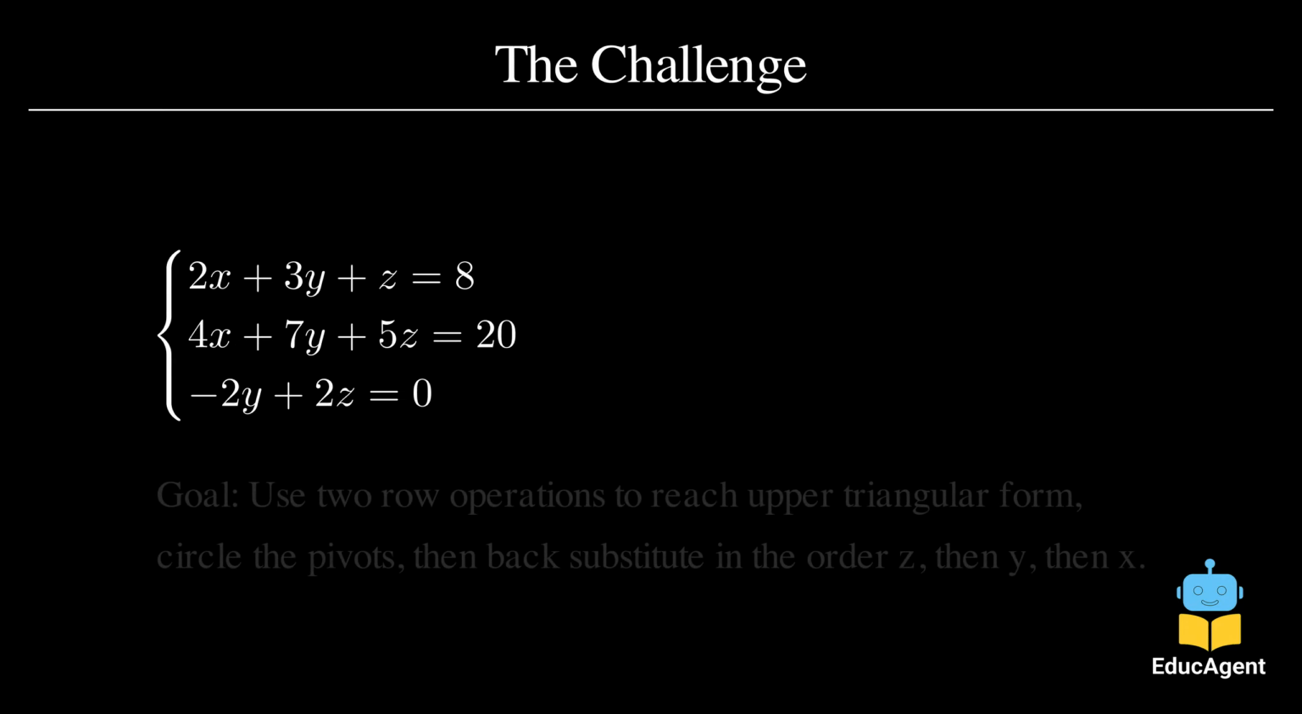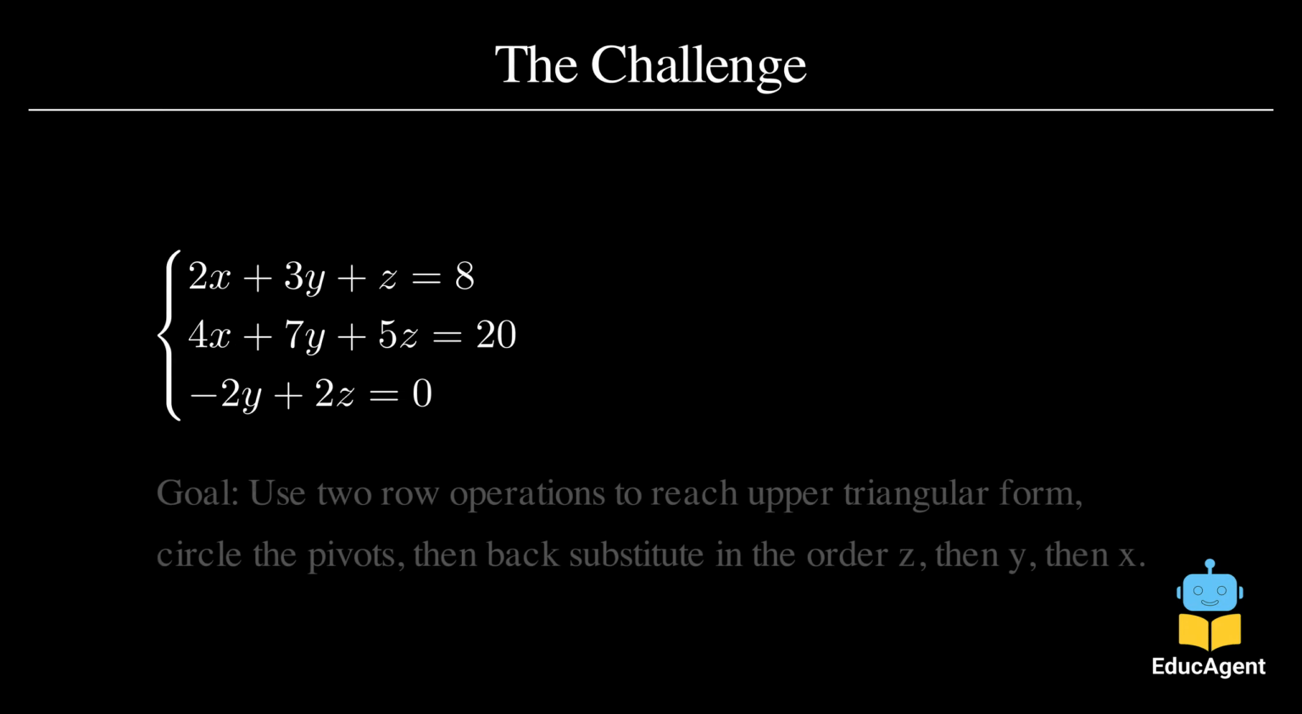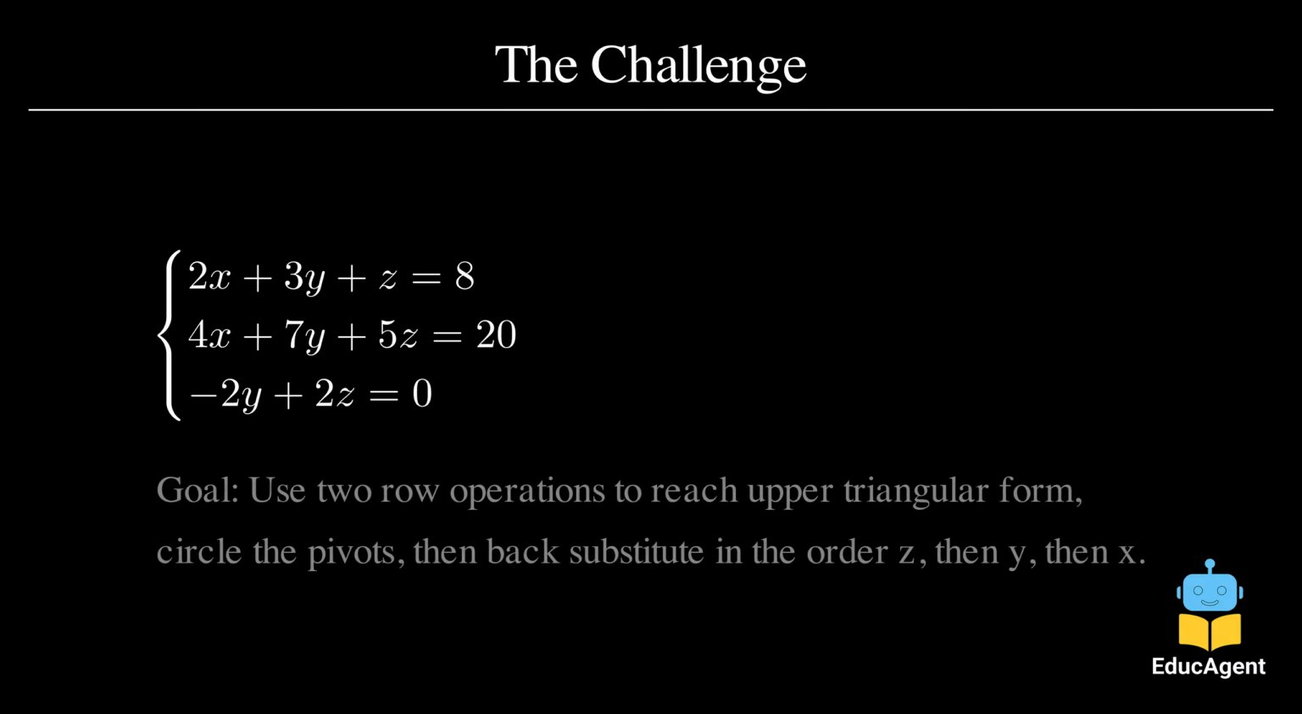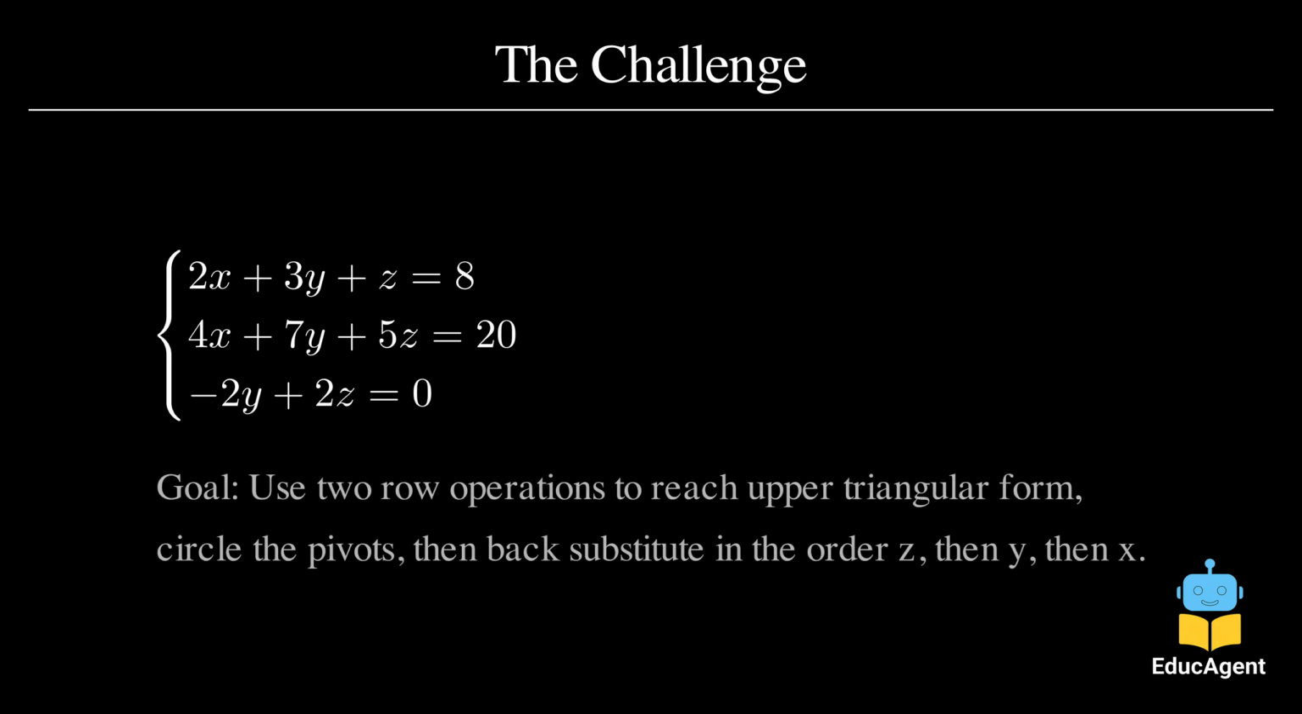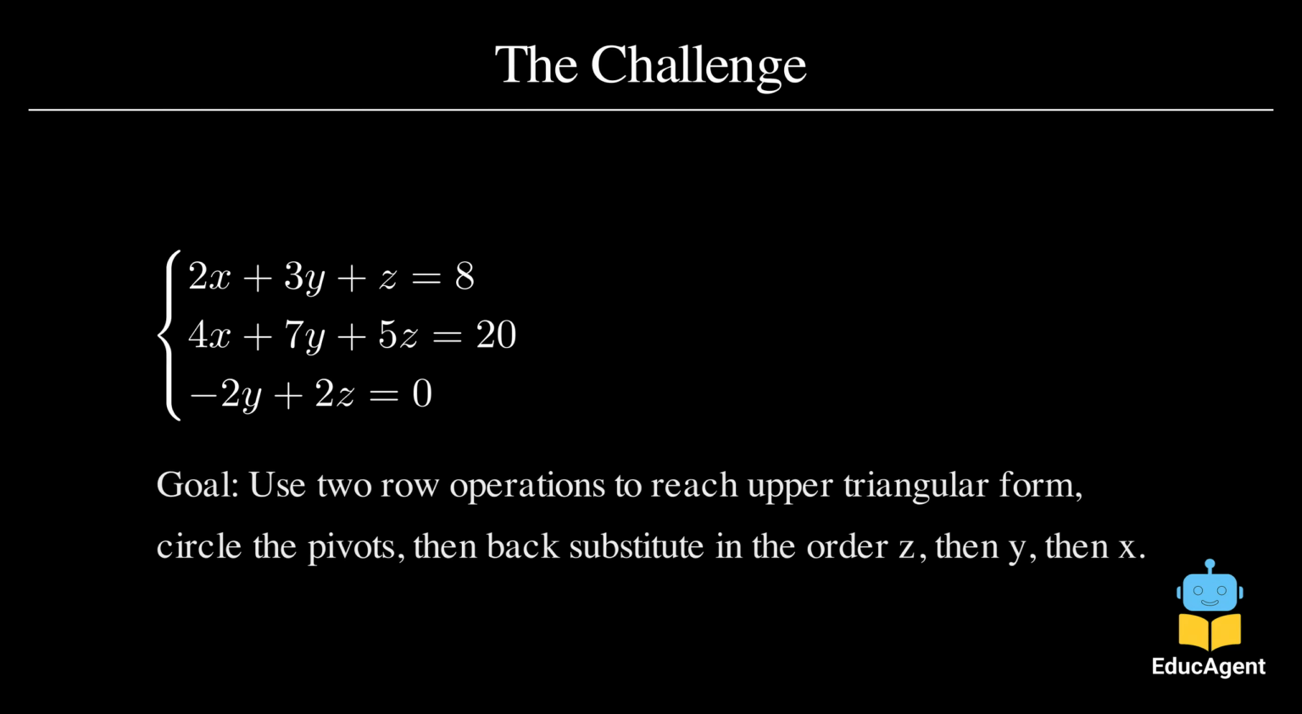Here's the problem we'll solve today. We'll take this 3-equation linear system, use exactly 2 elimination row operations to make it upper triangular, identify the pivot positions, and then solve by back substitution in the order z, then y, then x.